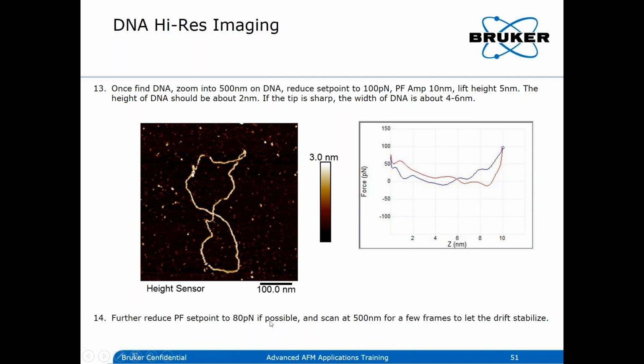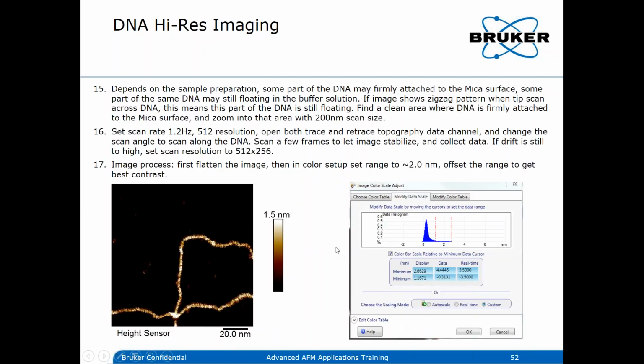And then again, you would just reduce further your set point till you barely are on the surface, so that you do not destroy anything. And then you wait a couple of frames for the system to stabilize. And then again, you would look for your DNA. But there might still be DNA floating around, which means you would see a zigzag pattern.